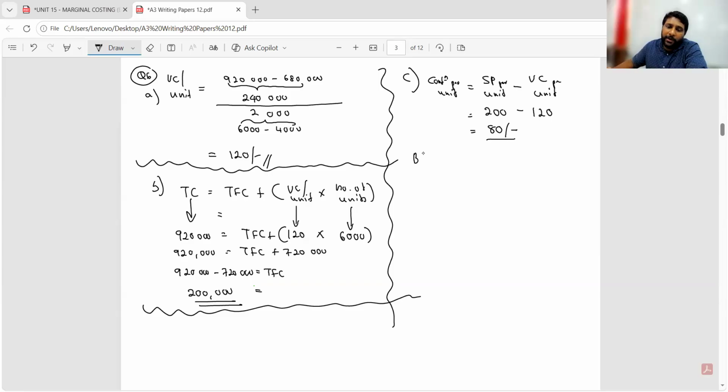Now tell me the break-even point quantity. Under the formula, tell me, will you? Total fixed cost divided by the contribution per unit. Total fixed cost 200,000. Contribution per unit 80. Then to hit the break-even, how many units should you sell? 2,500 units.